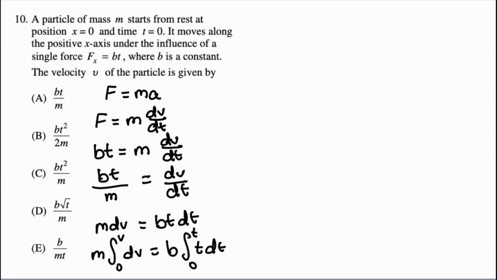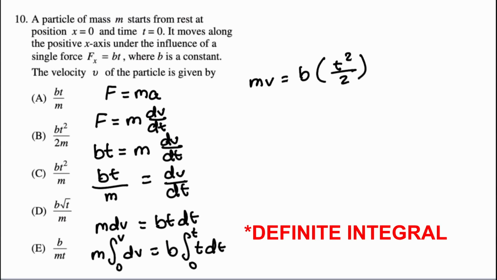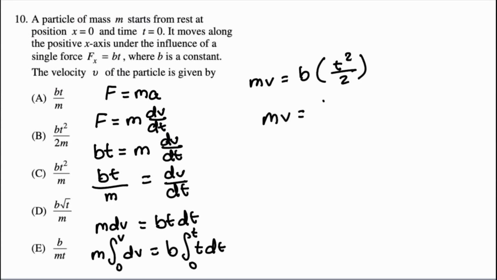And now let's go on with the integration. So we have mb is equal to b times t squared over 2. There's no plus c or anything because of those limits of integration. It's an indefinite integral. So mb is equal to bt squared over 2. And then just dividing that m over, we get bt squared over 2m, which is answer choice B.